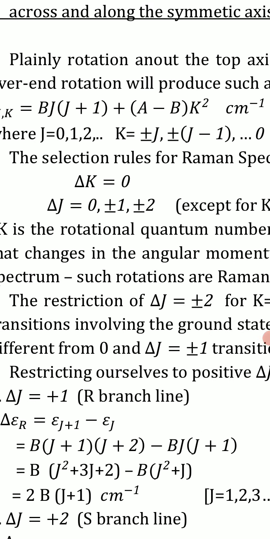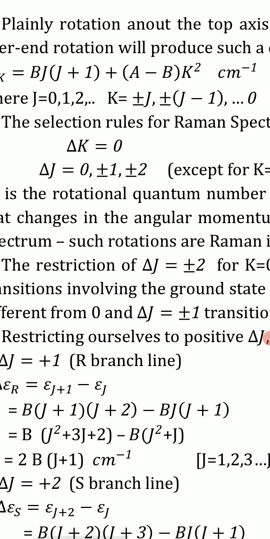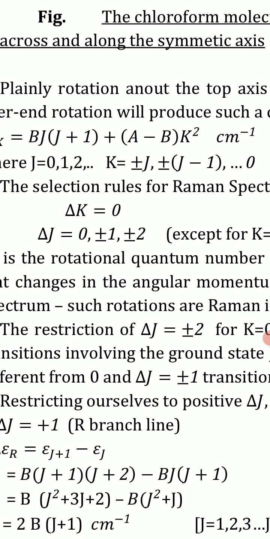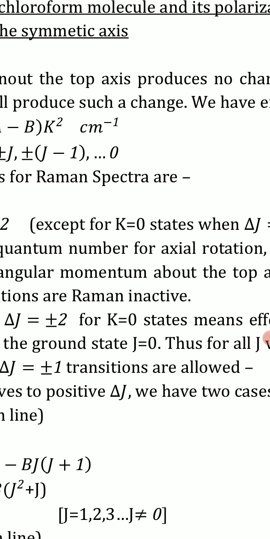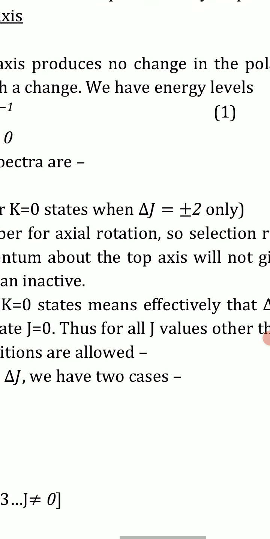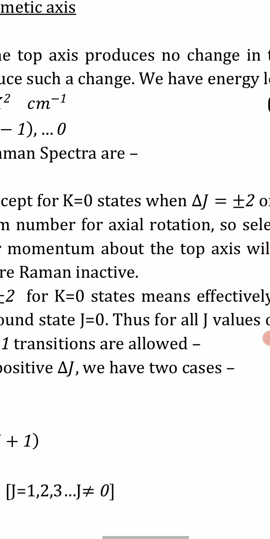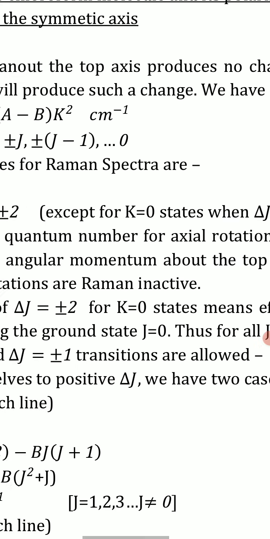And the selection rules for Raman spectra are delta K is equal to 0 and delta J is now equal to 0, plus minus 1, plus minus 2, except for K equal to 0 states where delta J is plus minus 2 only. For K equal to 0, delta J is only plus minus 2.